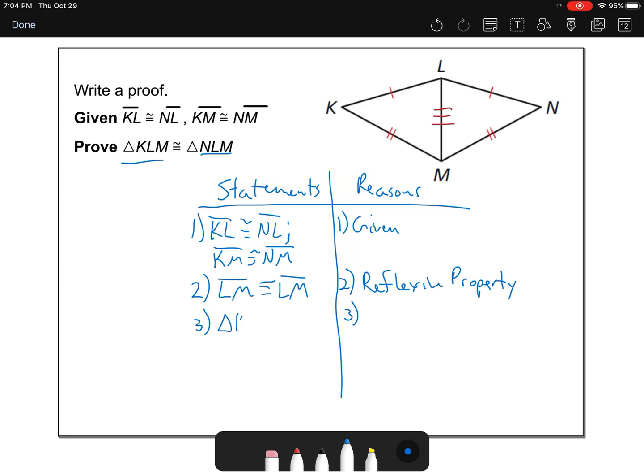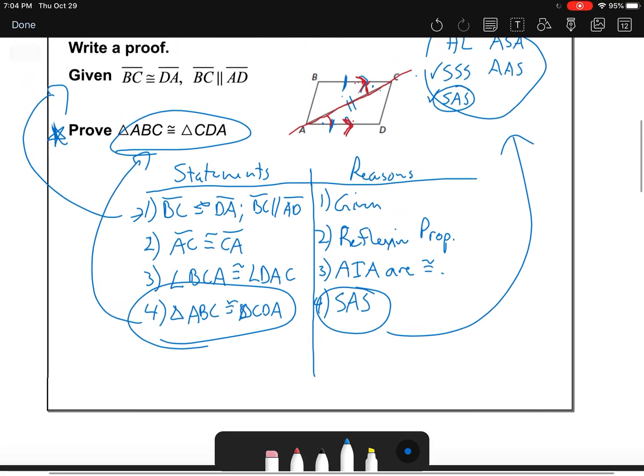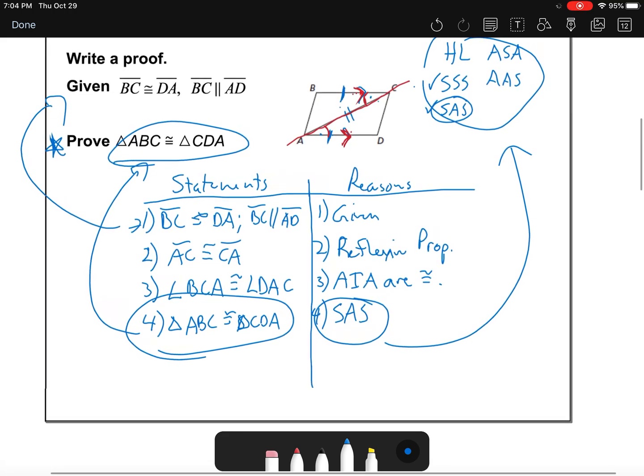Now I believe then we can cut right to the chase right now. We can say this, they're congruent by side, side, side. Now this is one we like, huh? That's easy, 3 steps. This took a little more work, 4 steps.